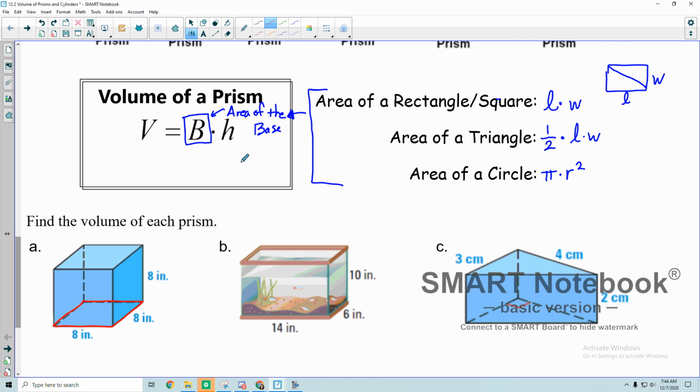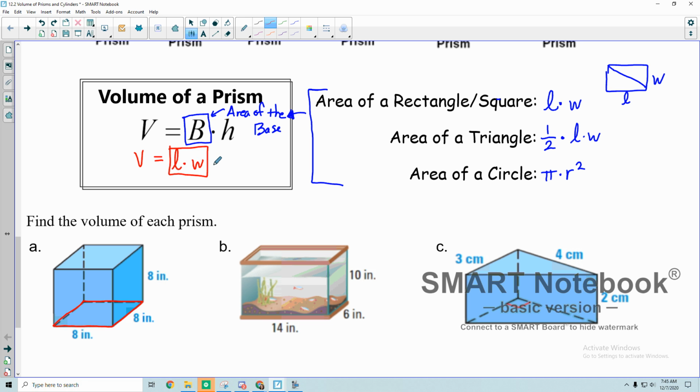If it's a square, then I'm going to plug in length times width for B. Check this out. I will write this as volume equals length times width. I'll put this in a box too, just to show you that we took B and we're replacing it with length times width.